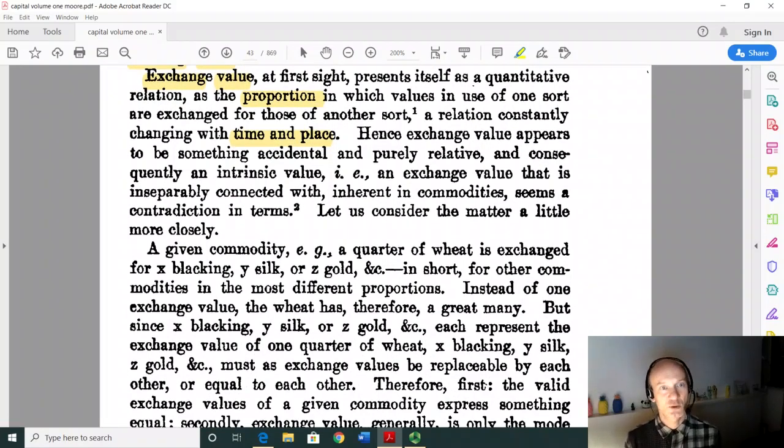Hence, exchange value appears to be something accidental and purely relative, and consequently an intrinsic value, i.e. an exchange value that is inseparably connected with, inherent in commodities, seems a contradiction in terms. And that is sort of the puzzle that Marx starts out from. So on the one hand this seems completely accidental, but on the other hand it looks like these proportions are somehow inherent in these useful things.